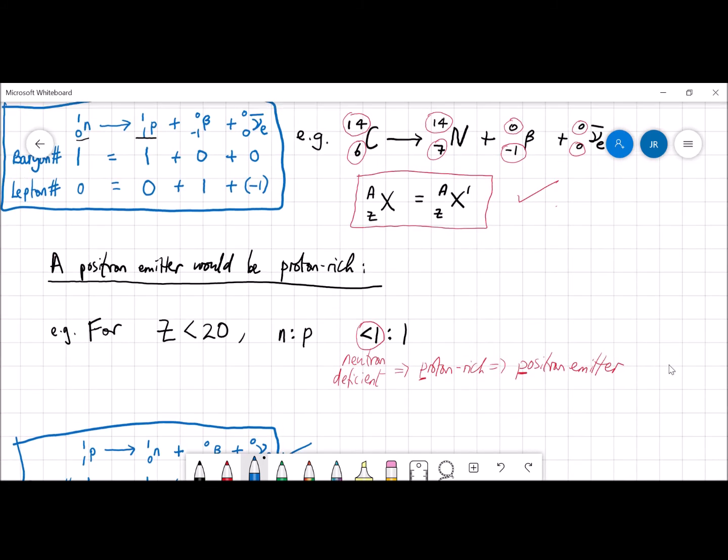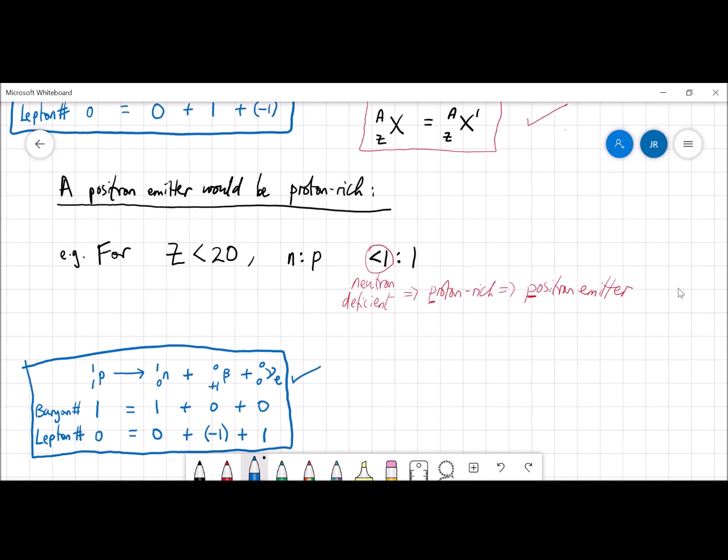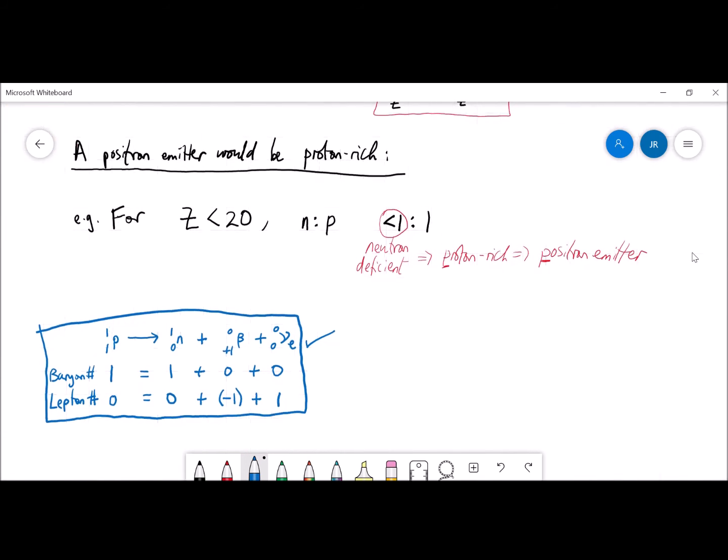Let's see if we can find an example. Let's go back to black. Okay, so we can take a look at fluorine. Fluorine's a funny example. It's a positron emitter, although it does have a 1-to-1 ratio.